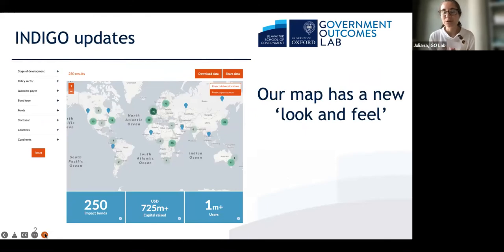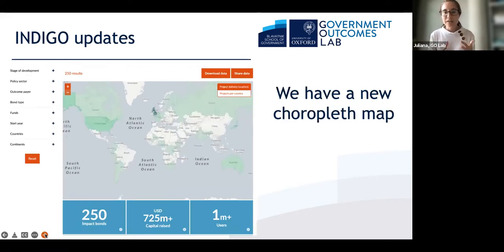So I have a couple of INDIGO updates to share with you. The first one is that our dataset has 250 impact bonds now, which is a great number. And as you can see, our map has a new look and feel. This is because a common problem among the INDIGO community was that our usual map was counting service delivery locations. Every pin in this map would count a service delivery location of one impact bond project. People wanted a different tool that would enable them to count the number of impact bond projects. That is why we included this new choropleth map.